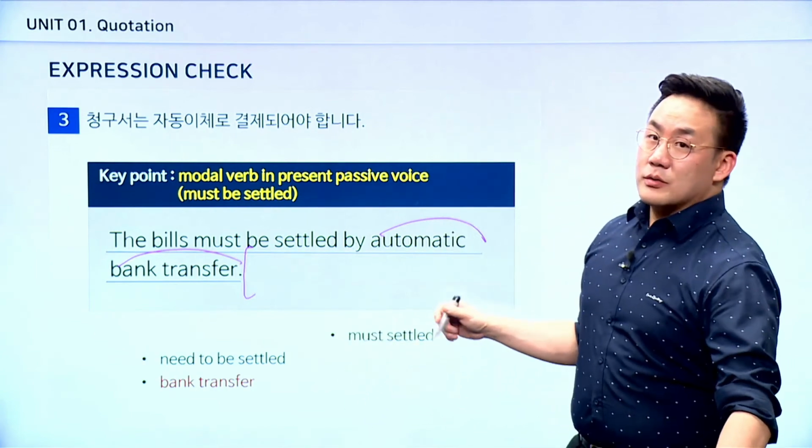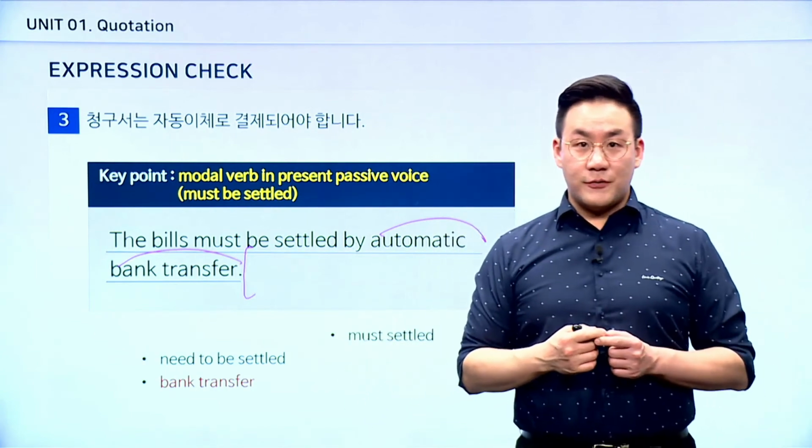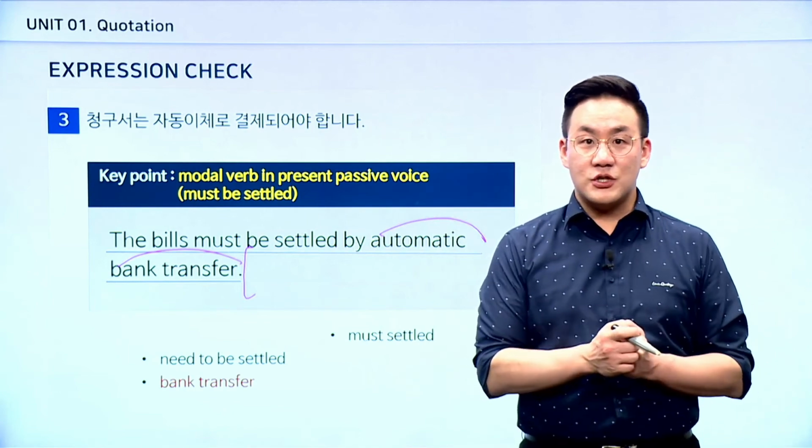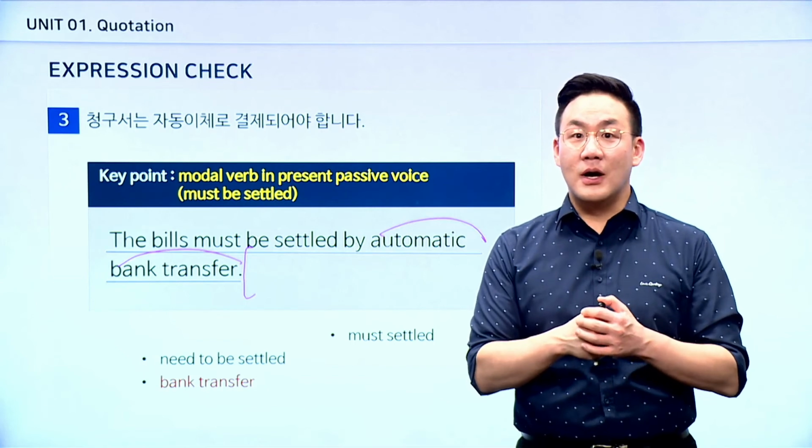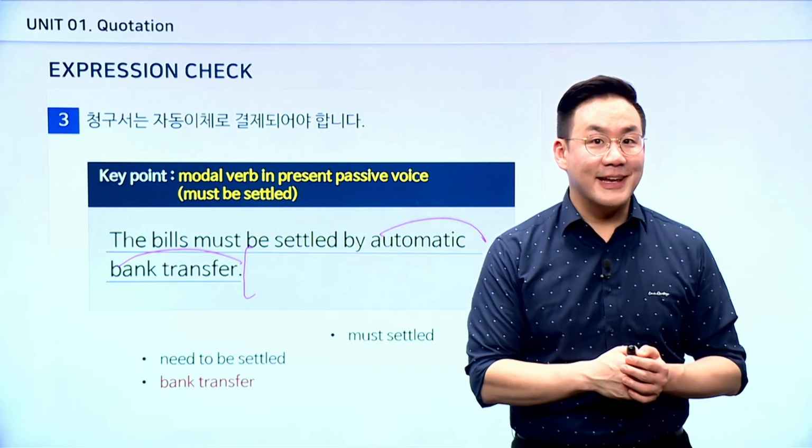Okay, so you might not be familiar with the quotation if you're not a sales representative, but the quotation is one of the very, very essential business documents. So I hope you learned something from here, and I hope it helped.